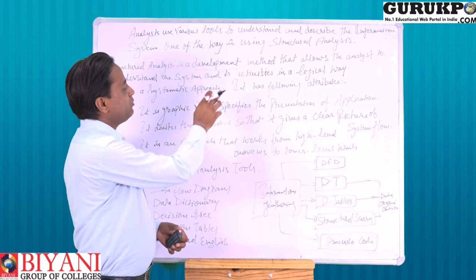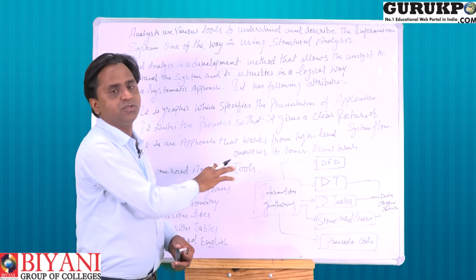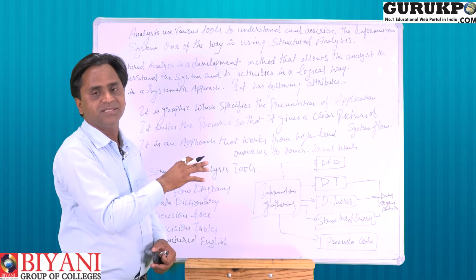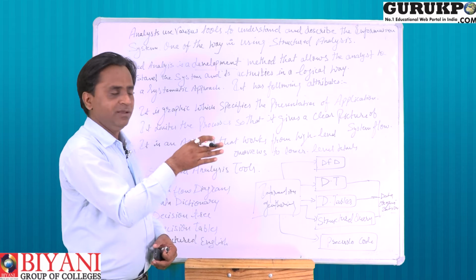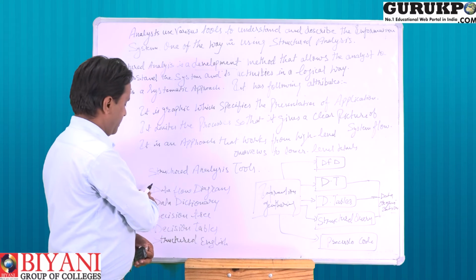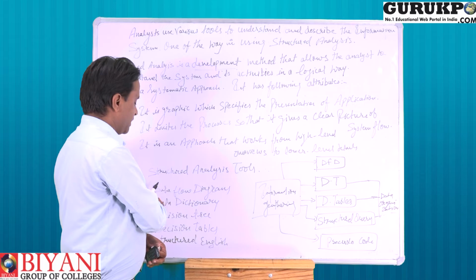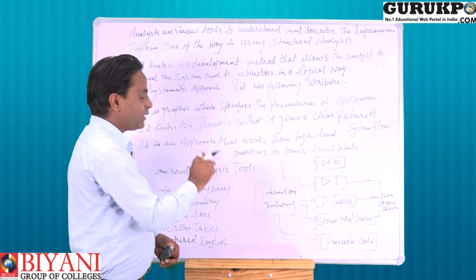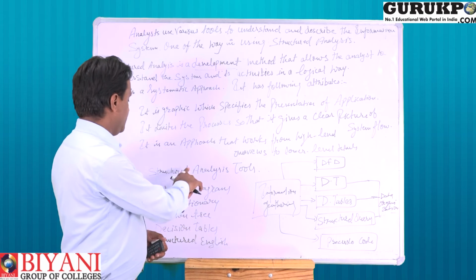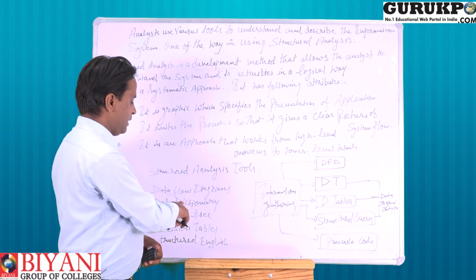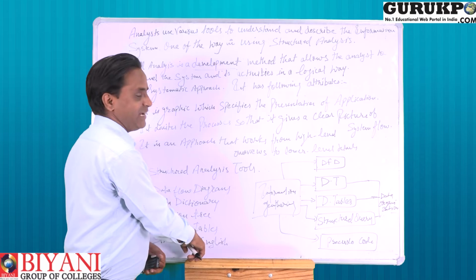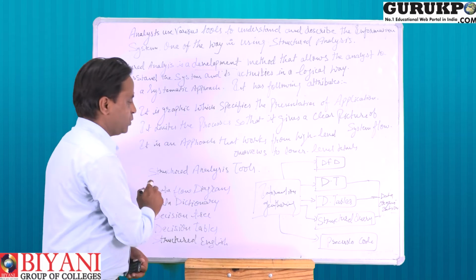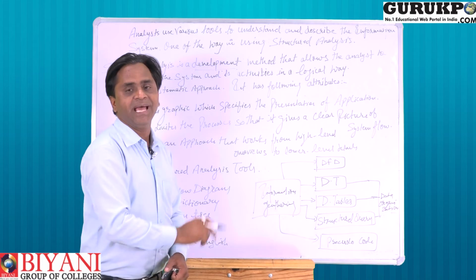After this, we have to discuss the structured analysis tools. What are the structured analysis tools, how do they work, and how many tools are there in this topic? The first structured analysis tool is the data flow diagram, DFD. Next are the data dictionary, decision tree, decision table, and structured English. These are the tools which we use in structured analysis.